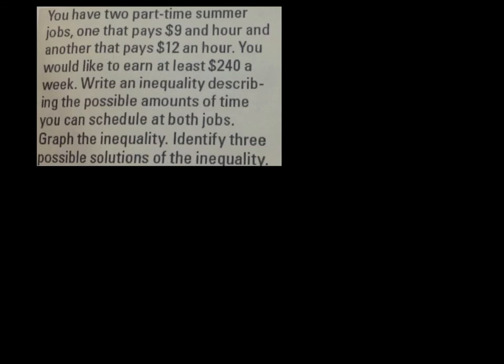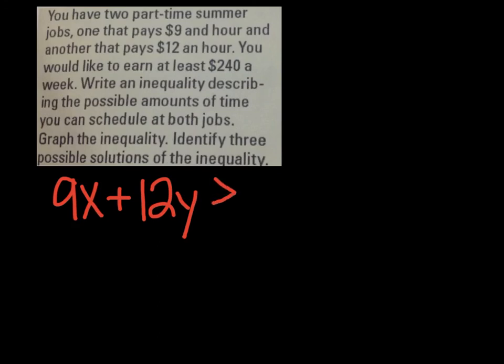So we'll say the first job you make $9 an hour. The second job you make $12 an hour. So if you took X as the hours at your first job and Y as the hours at your second job, we know we want at least, so when you see at least, you know it has to be greater than or equal to 240. So we're going to graph that line, and it's going to look like this.